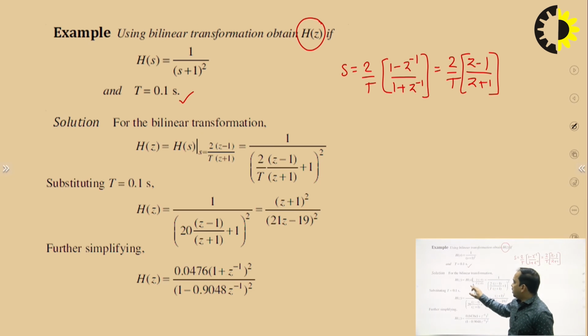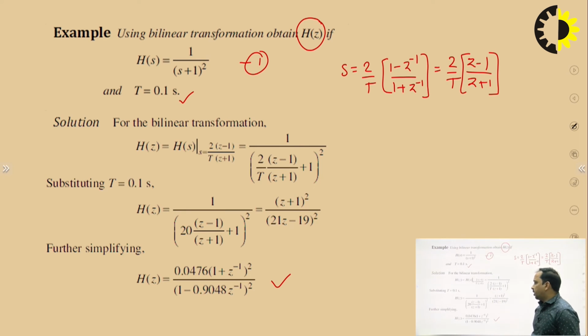So, we just replace s with this particular factor in equation number 1, by substituting the proper value of time, which is T equal to 0.1 second. So, we will further simplify this whole expression. We are getting Hz, which is around 0.04 (1 plus z inverse) whole square, divided by (1 minus 0.90 z inverse) raised to power 2. So, this is the system function for the digital filter. This question is quite easy.